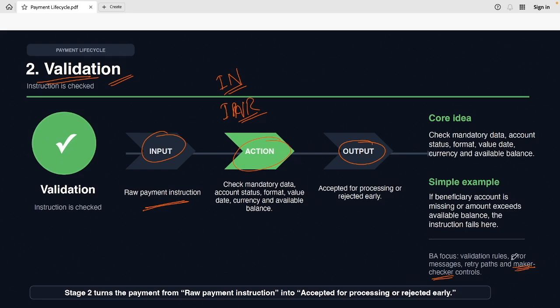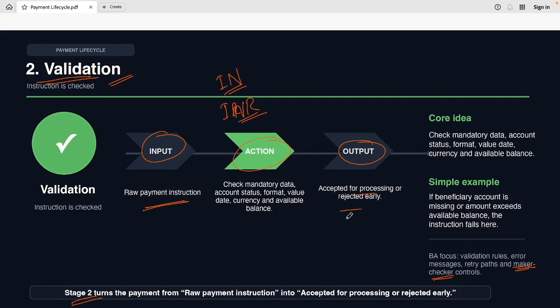Okay, before I go to the next stage, let me just quickly tell you what Maker-Checker workflow basically means. Maker-Checker means that one person creates the payment, another authorized person approves it. For example, in a company, an accounts employee creates a supply payment, but a finance manager has to review and approve it. So the first person is the maker, and the approving person is the checker. This control is implemented to help prevent mistakes and unauthorized payments. So in a nutshell, stage 2 converts a raw payment instruction into either an accepted instruction or an early rejection.